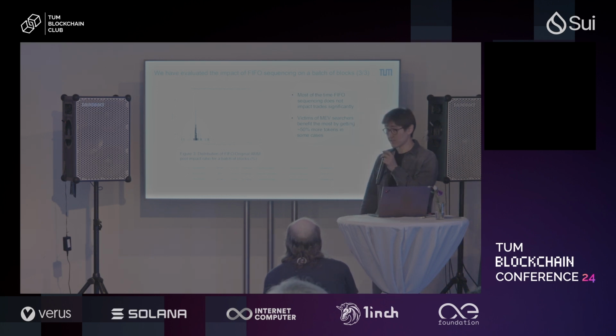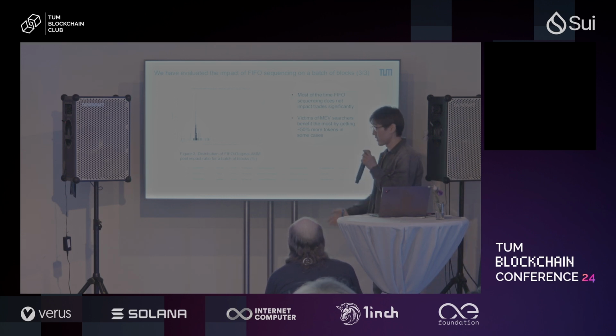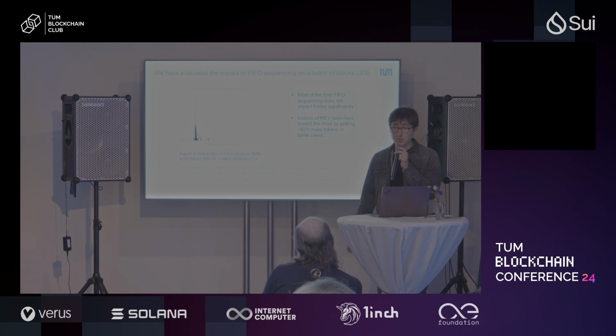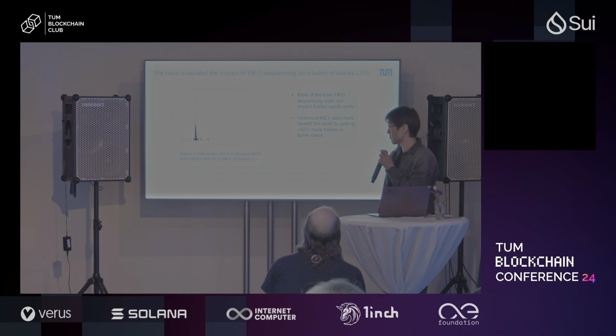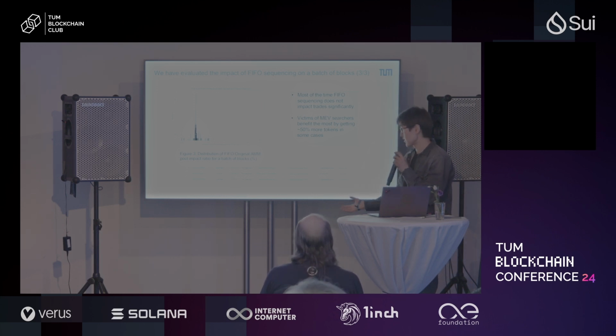So what this tells us is that most of the time, sequencing rules don't matter. Somebody gets less, somebody gets more, but what sequencing rules can provide is that they can improve trading experience by preventing sandwiches. So if I'm trading on a decentralized exchange, at least I would expect some sort of guarantee that my trade will be executed using the best price. So that's one thing that sequencing algorithms can provide.